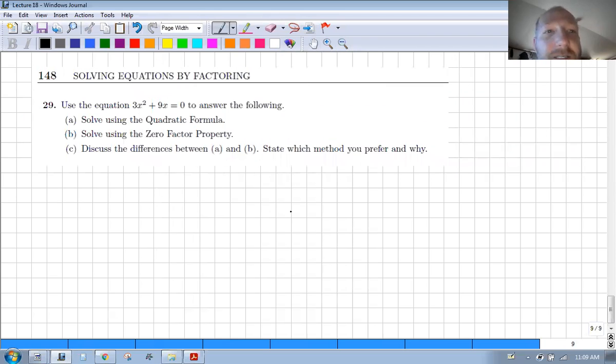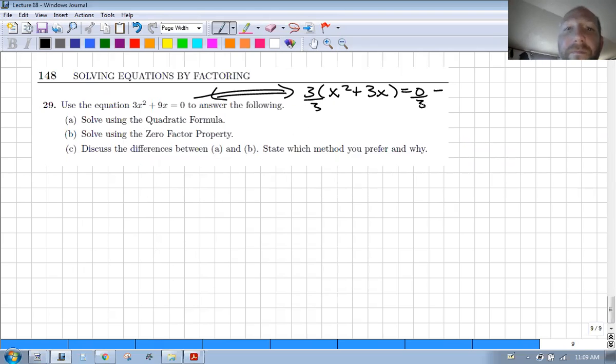All right, 148, number 29. Use this equation to answer the following. Solve using the quadratic formula. Okay, well, this thing, first let's factor out a 3. Right, so we can divide by 3. So just looking at this now, our A is 1, our B is 3, and our C is 0.